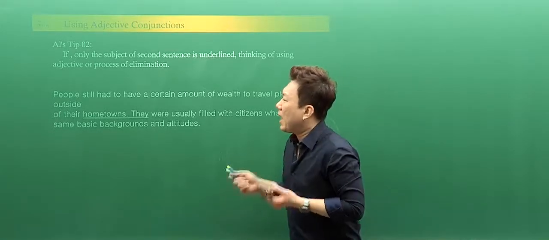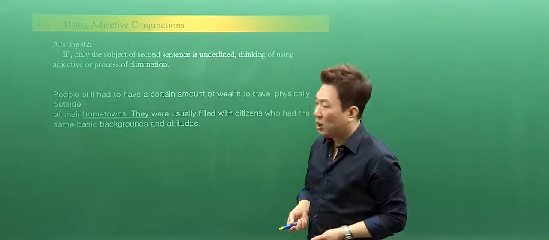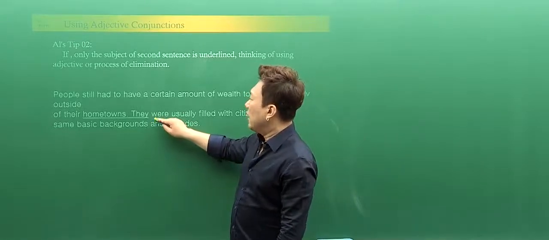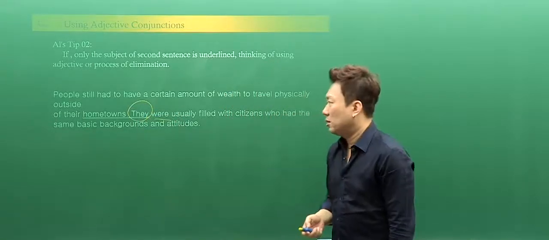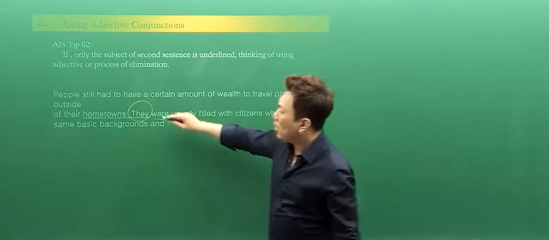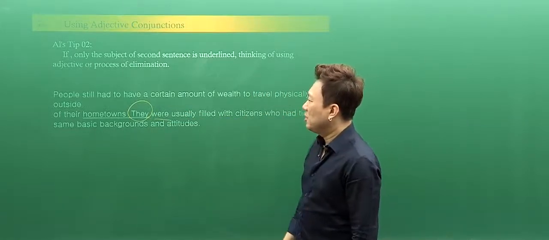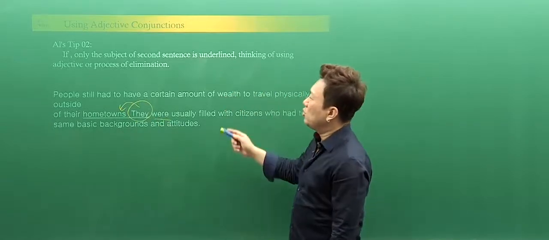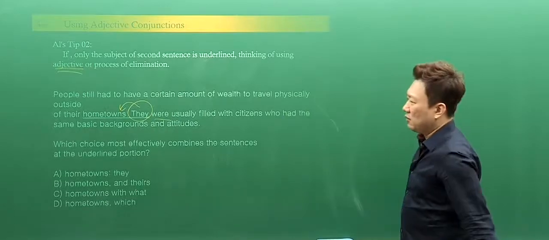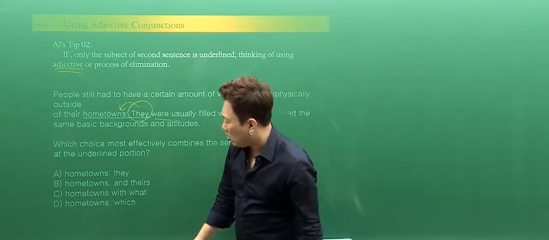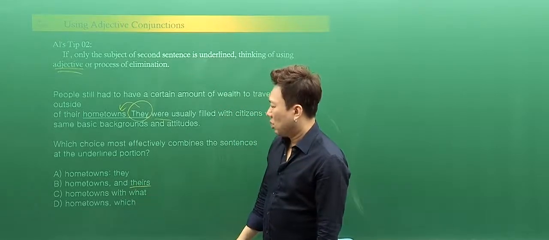People still had to have a certain amount of work to travel physically outside of their hometowns. Hey, not the verb. Only what? Only the subject is underlined. Okay, and what are these? Hometowns. These, they. Yes, hometowns, right? So to simply describe this one, we use what? Let's use the adjective clause conjunctions. So they, no, and these, theirs, whose?